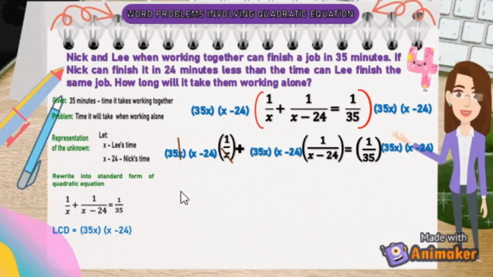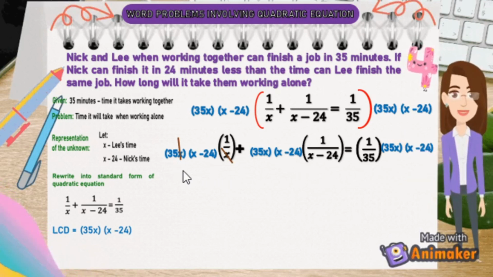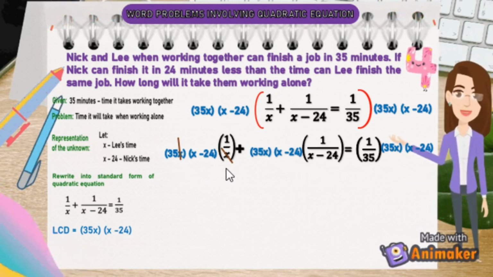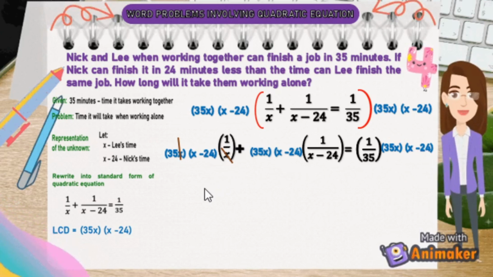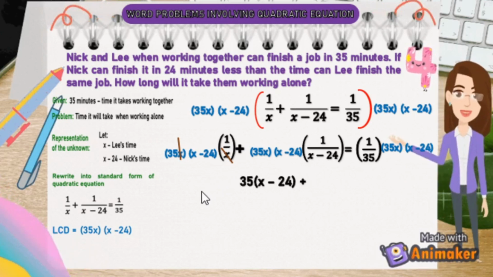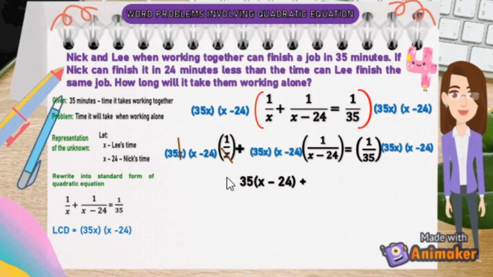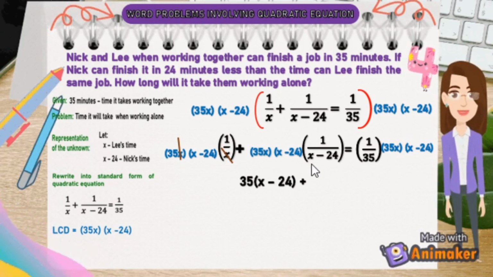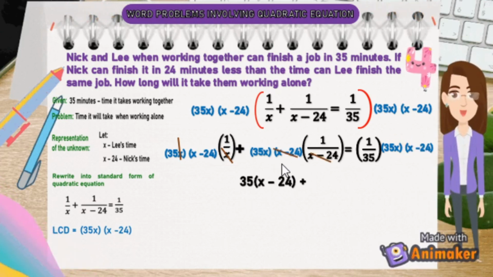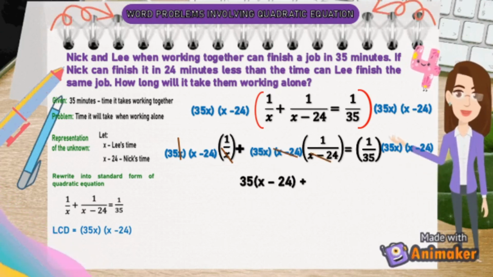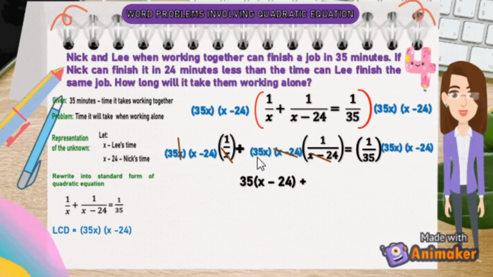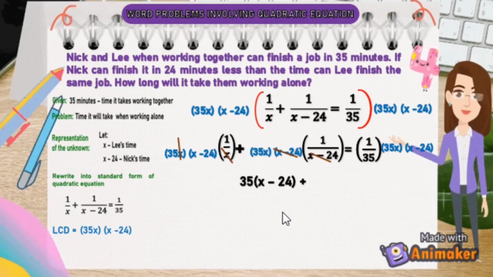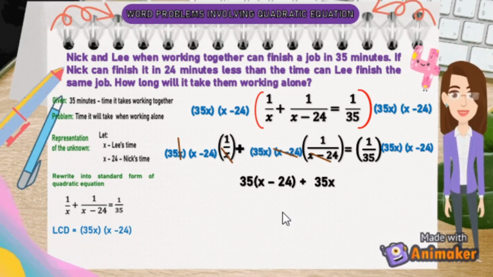Simplify natin. So, dito sa una, ang makakancel out natin ay yung x. So, matitira tayo ng 35 times x minus 24 times 1. So, we have 35 times x minus 24. And dito naman, ang makakancel out natin ay yung x minus 24. So, matitira tayo ng 35x times 1. So, magkakaroon tayo ng 35x.